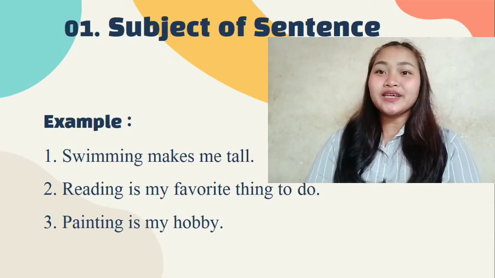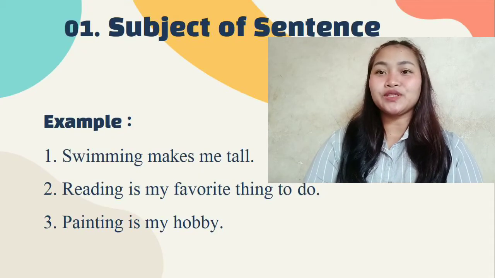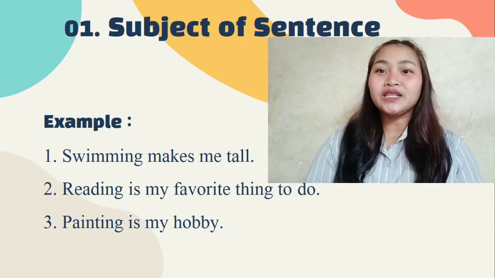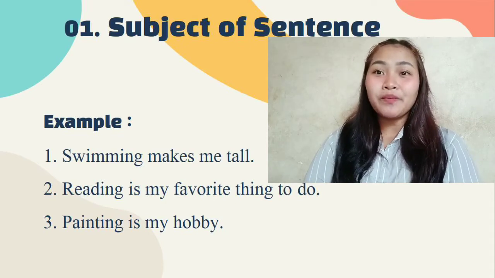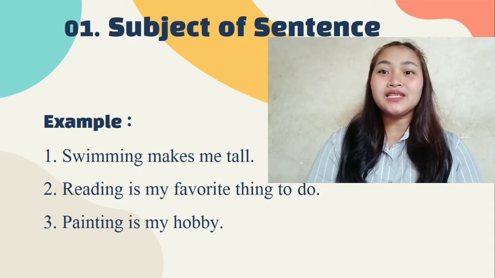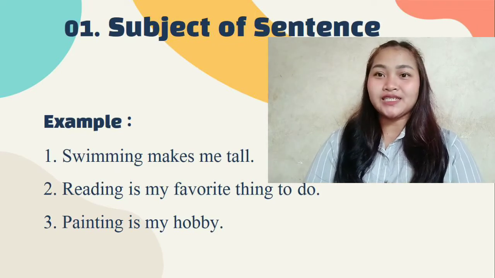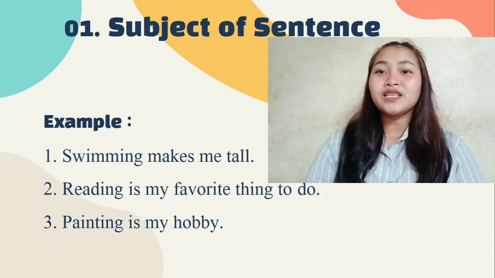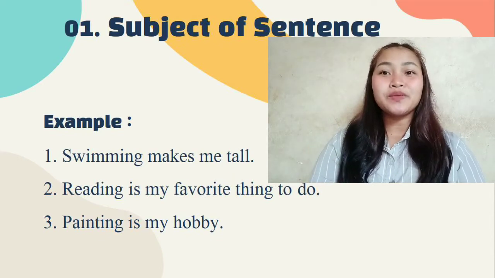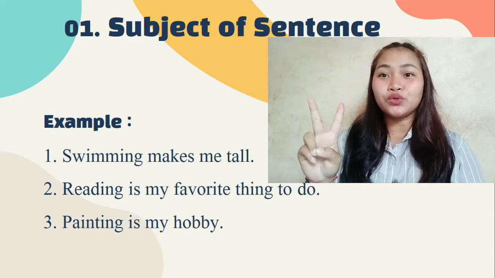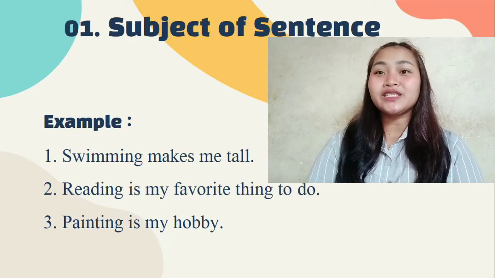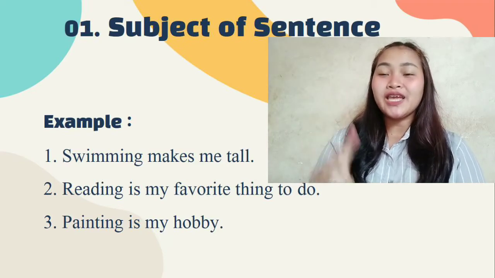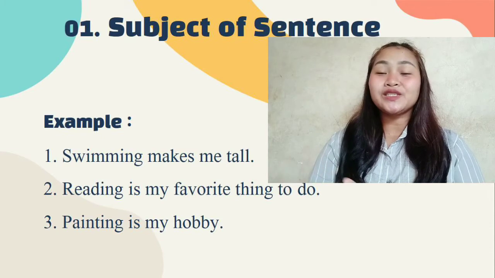We still discuss kinds or types of gerund, and I will give some examples of the kinds or types of gerunds. The first is subject of sentence. For example, number 1, swimming makes me tall. Number 2, reading is my favorite thing to do. And number 3 is painting is my hobby.